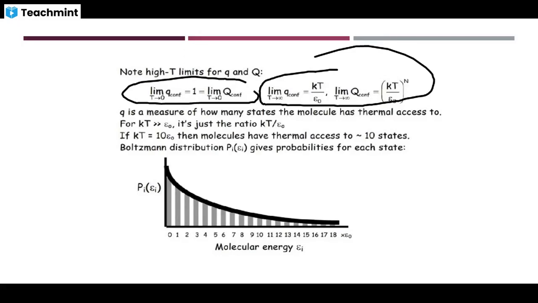q is a measure of how many states the molecule has thermal access to. For kT greater than psi 0, it's just a ratio of kT by psi 0. If kT is equal to 10 psi 0, then the molecule has thermal access to 10 states. Like that.